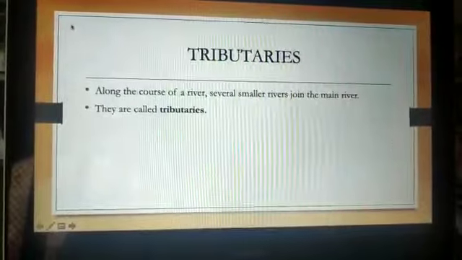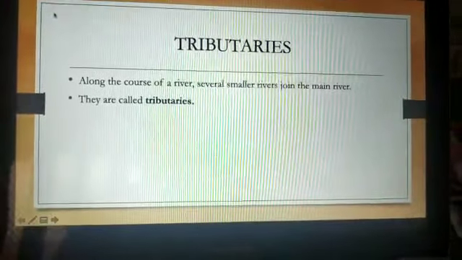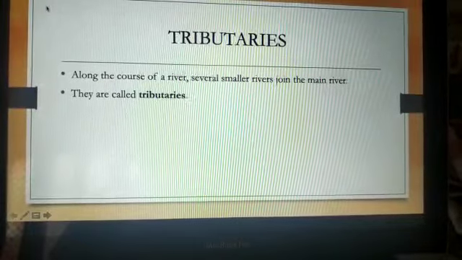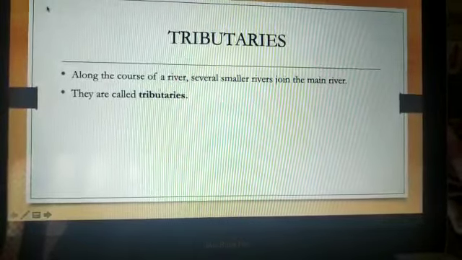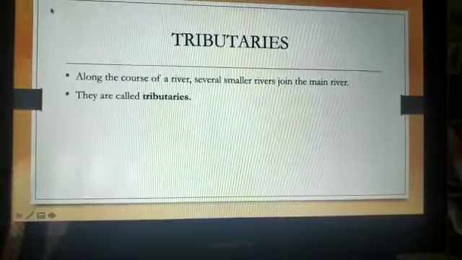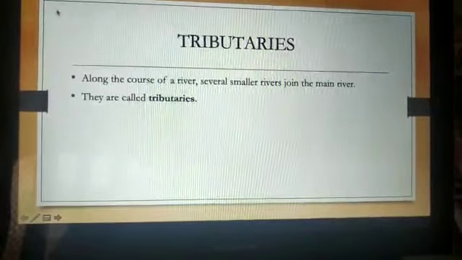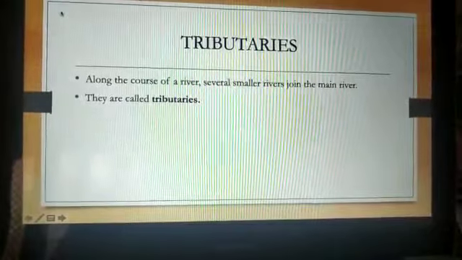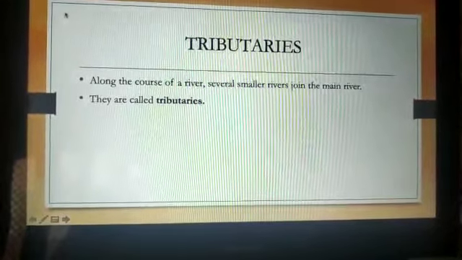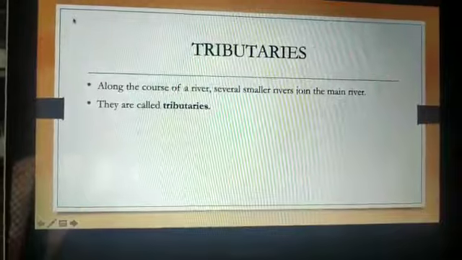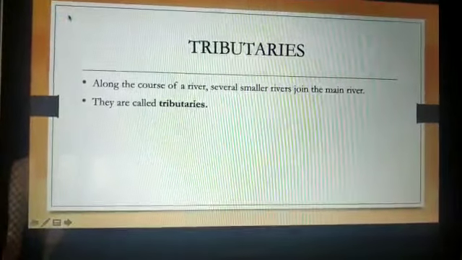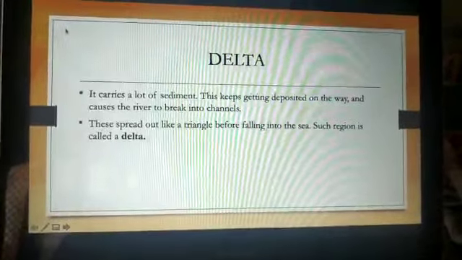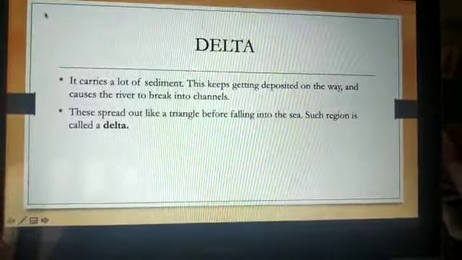Understood? Now next. What are tributaries? Along the course of a river, several smaller rivers join the main river. They are called tributaries. जब एक बड़ी नदी में बहुत सारी छोटी छोटी नदियां आकर मिलेंगी, that is called tributaries. Right? Now next. This is the last topic, students.